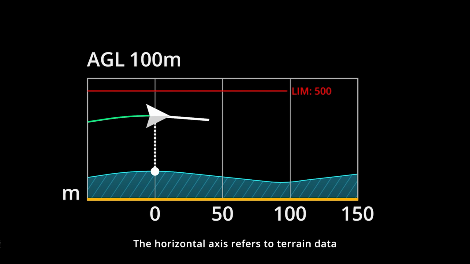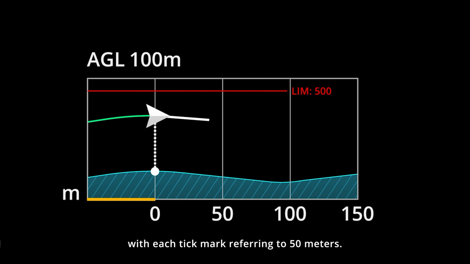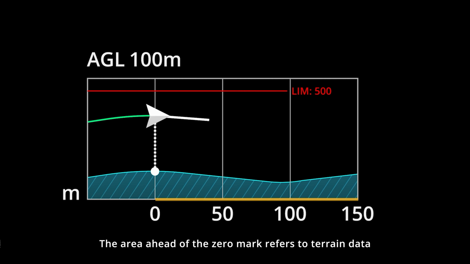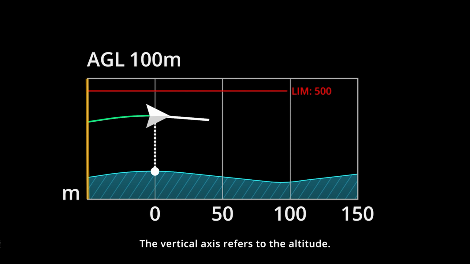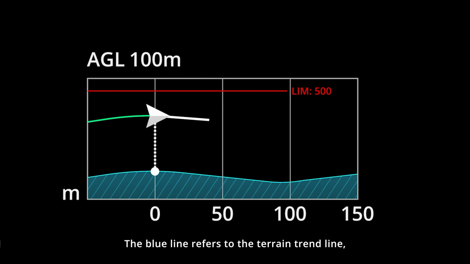The horizontal axis refers to terrain data within a 200-meter range in the direction of the aircraft's movement, with each tick mark referring to 50 meters. The zero mark always refers to the aircraft's current horizontal position. The area ahead of the zero mark refers to terrain data in the direction of the aircraft's movement. The vertical axis refers to the altitude. The blue line refers to the terrain trend line.